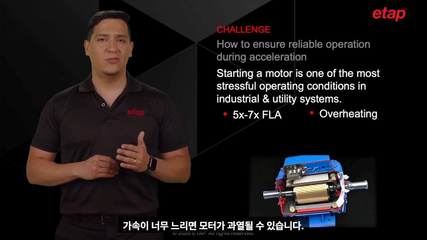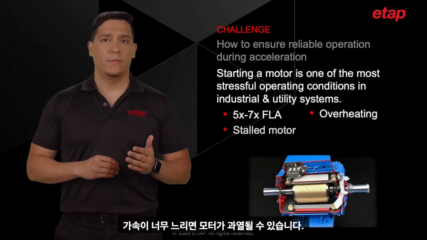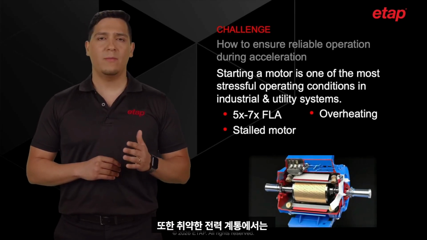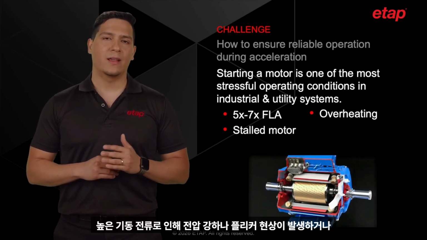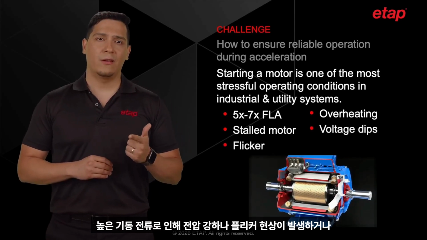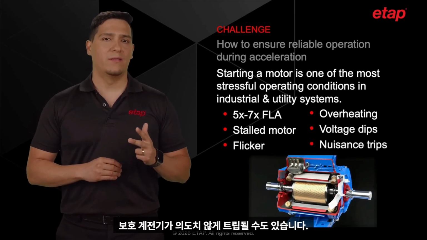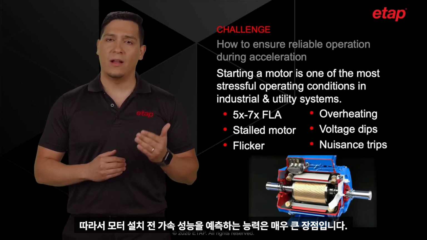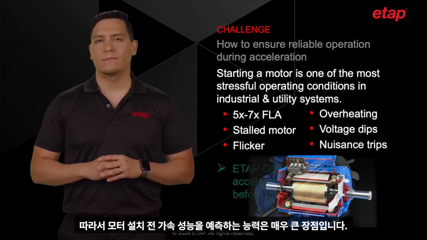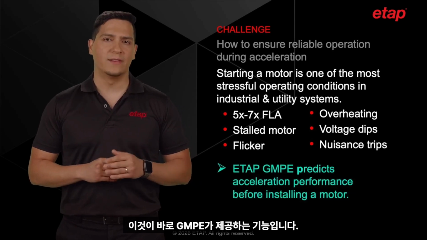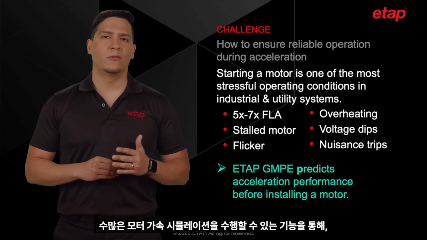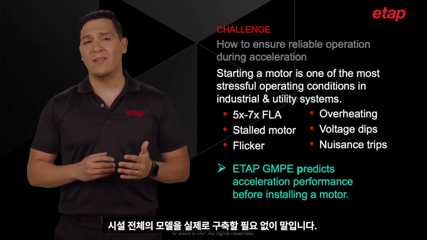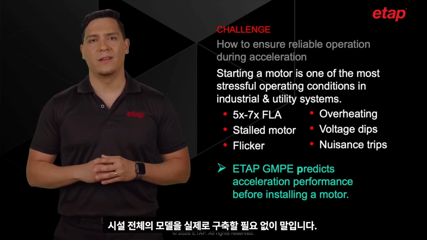If acceleration is too slow, the motor can overheat. If the torque is insufficient at any point, the motor may stall. And in weak power systems, the high starting current can cause voltage dips, flicker, or even unintentionally trip protective devices. So, the ability to predict acceleration performance before installing a motor is a huge advantage. That's exactly what GMPE provides: the capability of performing numerous motor acceleration simulations for different what-if operating conditions without having to actually build a model for your entire facility.